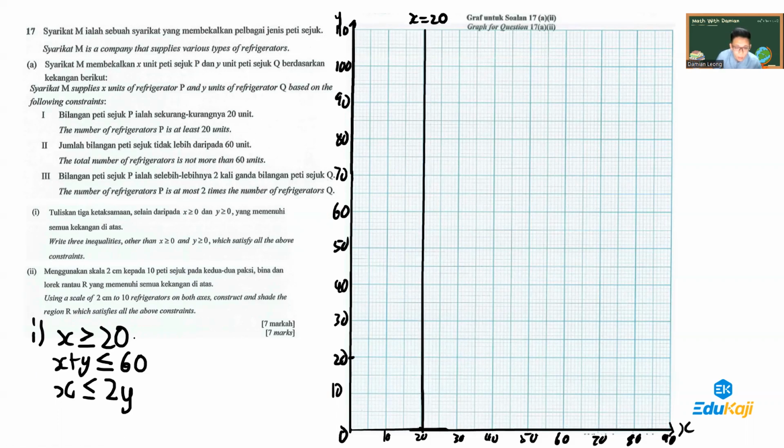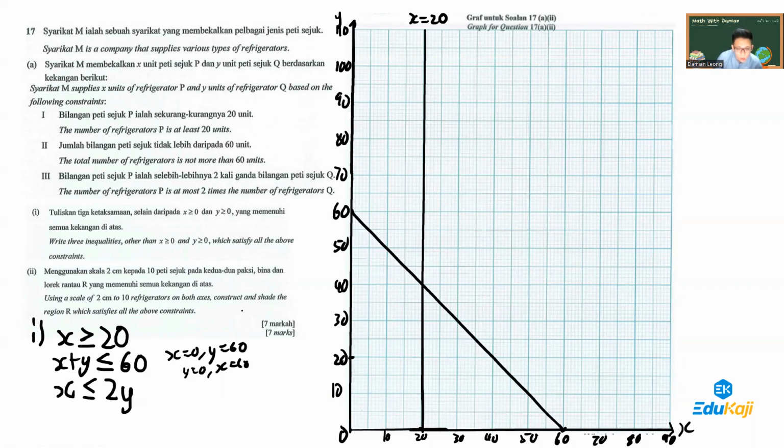Then x plus y equals 60. So if I sub in y equals 0, x is 60, and for x equals 0, then y is 60. So it means 60 and 60 here and here. We have to connect them using a straight line like this.